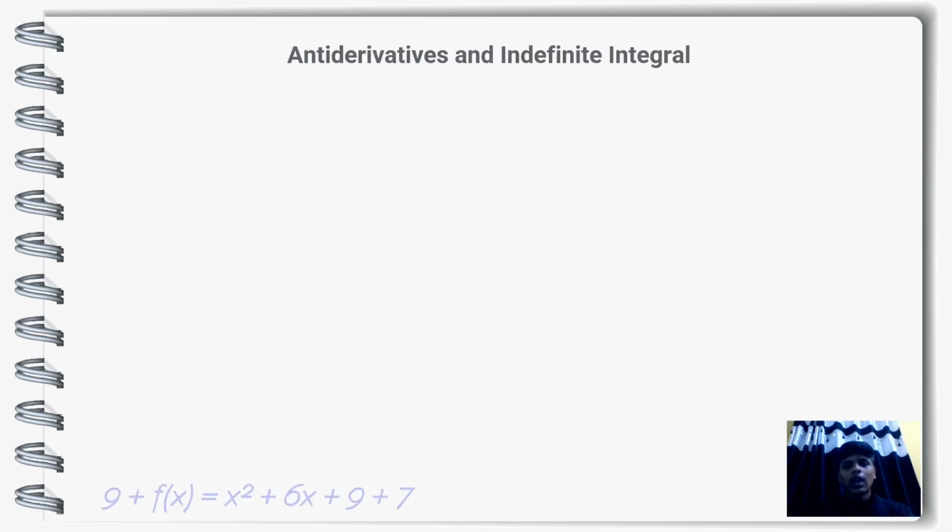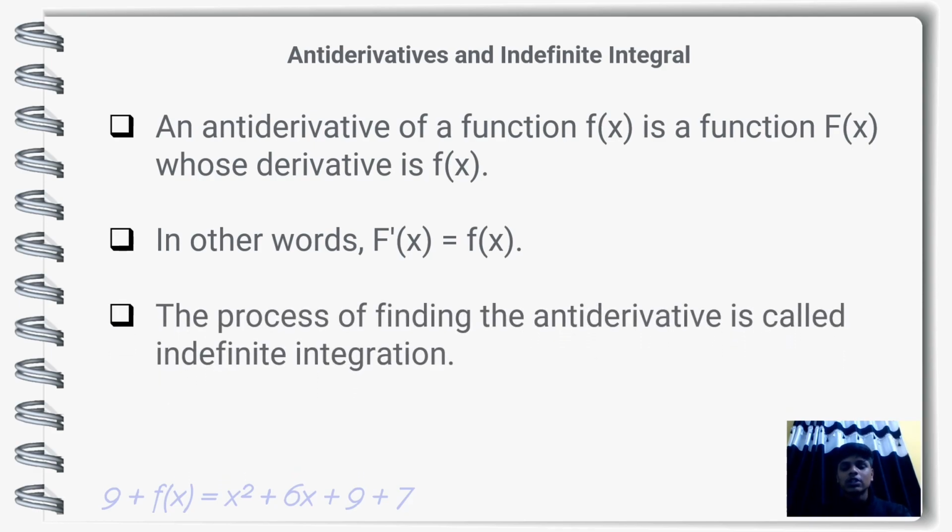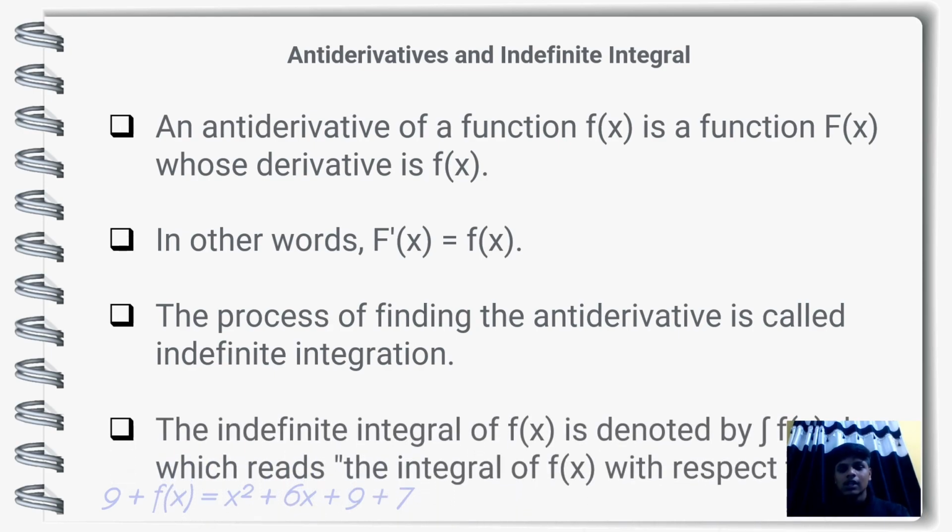Next we will move on to antiderivatives and indefinite integrals. An antiderivative of a function f of x is the function capital F of x whose derivative is f of x. In other words, F dash of x is equal to f of x. And the process of finding the antiderivative is called indefinite integration. The indefinite integral of f of x is denoted by integration of f of x dx, which reads the integral of f of x with respect to x.